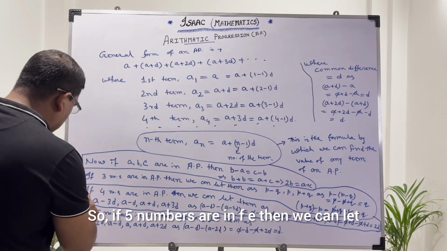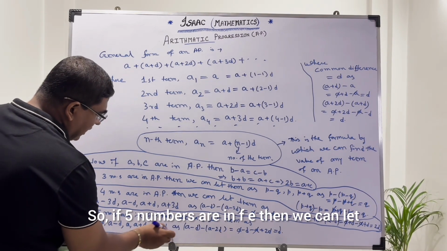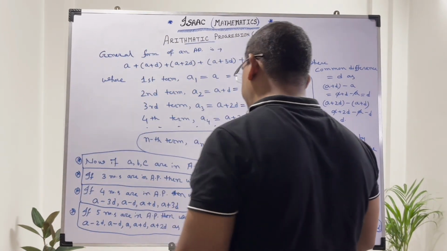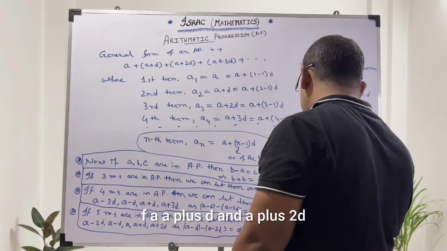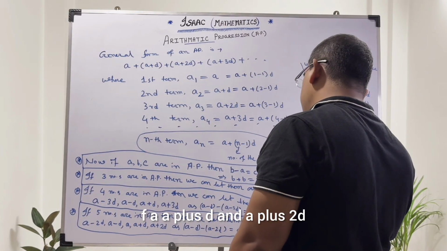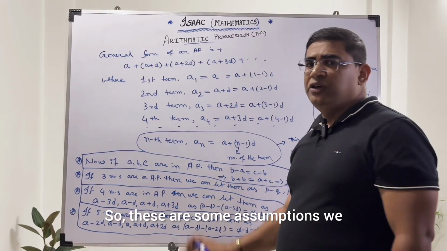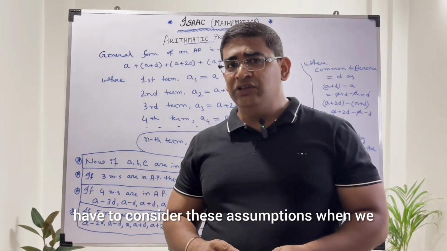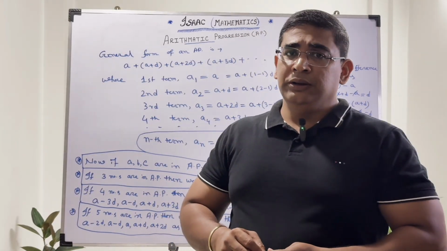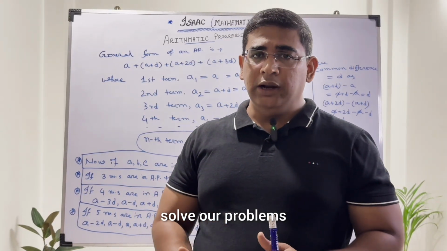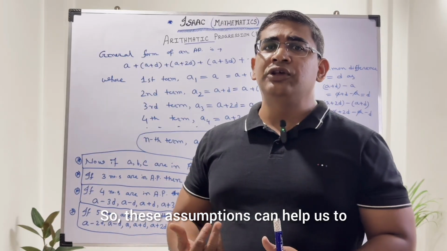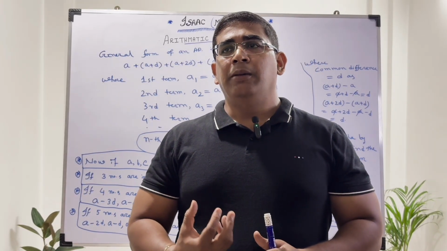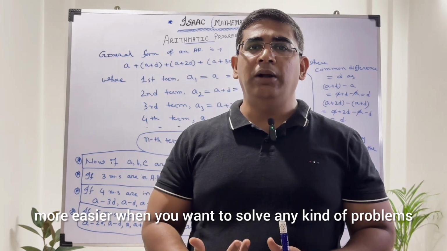So if five numbers are in AP, then we can let them be A minus 2D, A minus D, A, A plus D and A plus 2D. These are some assumptions. We have to consider these assumptions when we solve our problems. These assumptions can help us solve any kind of problem more easily.